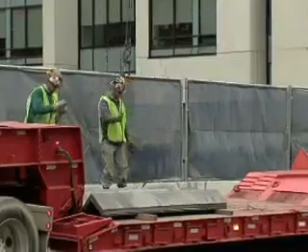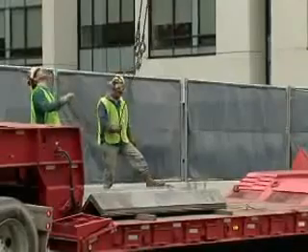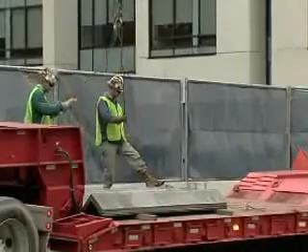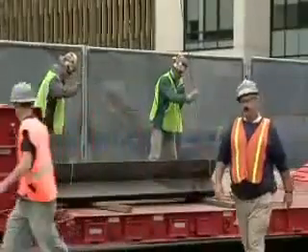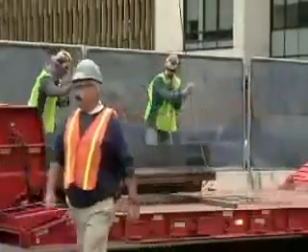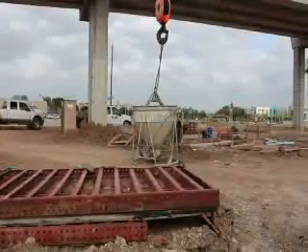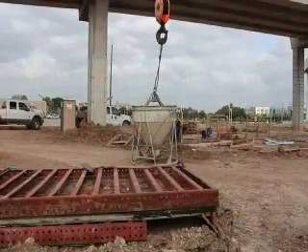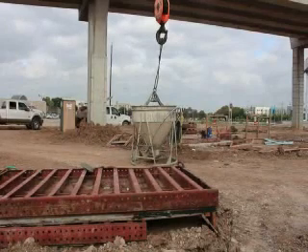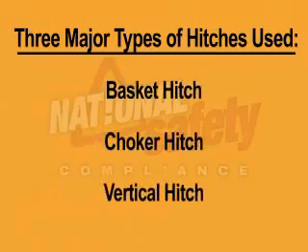Just like using a proper knot in a rope, it is necessary to use the proper type of sling and hitch for a lift. The type of hitch used and the angle of the sling in relation to the load are very important aspects of rigging. Slings should be hitched in a manner providing control of the load to prevent sliding, slippage, and/or loss of the load. There are three major types of hitches used: basket, choker, and vertical.